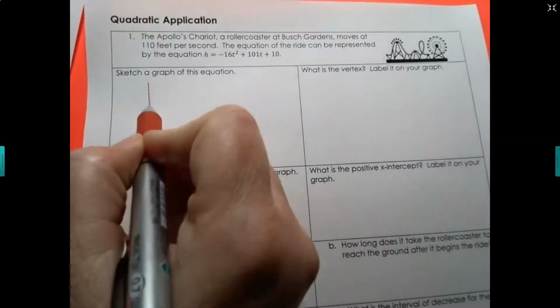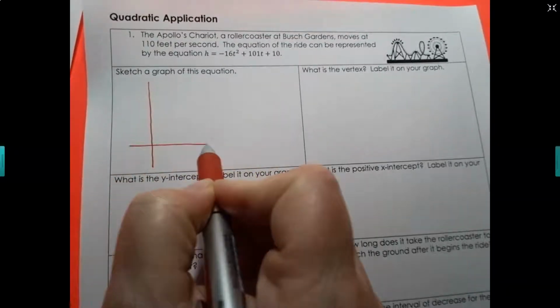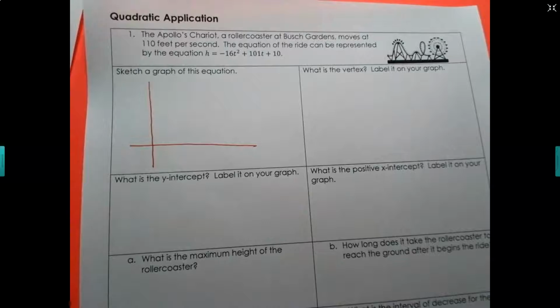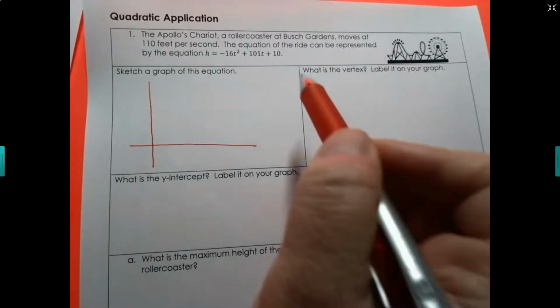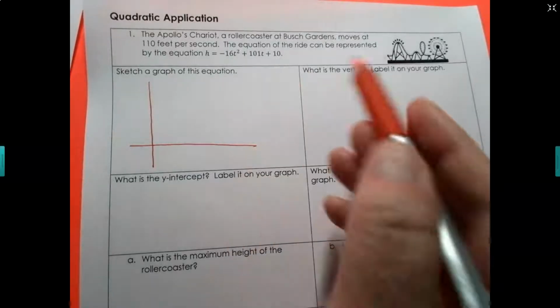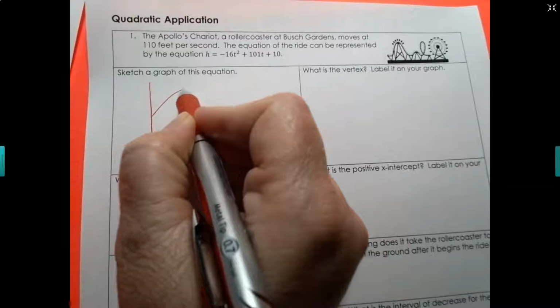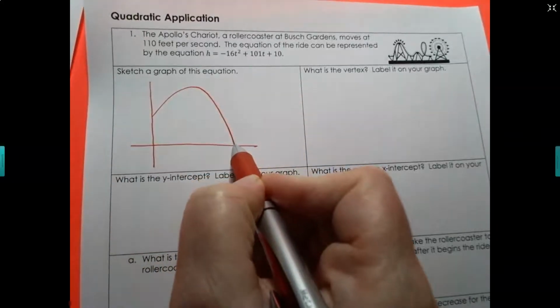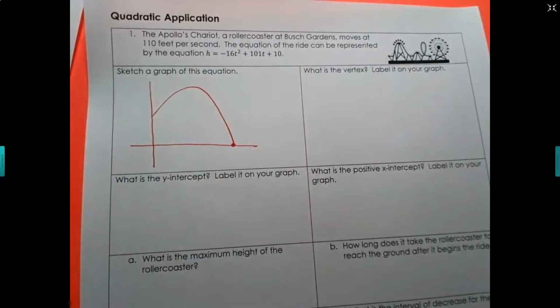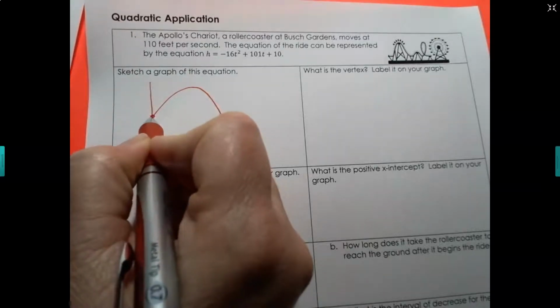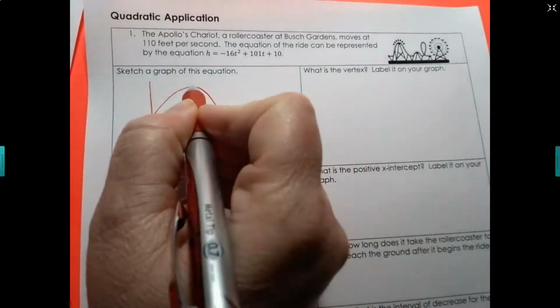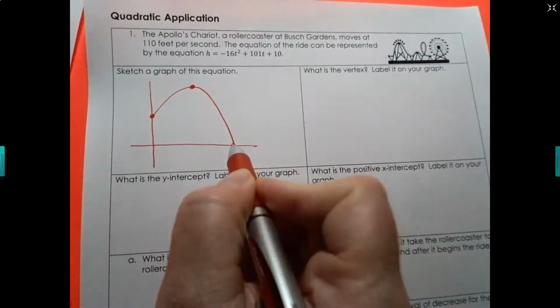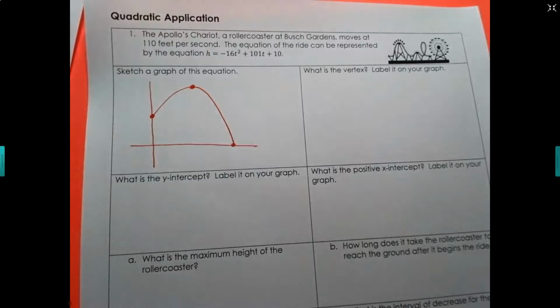So we're going to sketch a graph. Our x and y axis are the boundaries of the real world. Our c value there is 10. That means we're starting off the ground. The roller coaster will go up, and then it's going to come down, and this is ground level. So our three important points are our y-intercept, our vertex, and our x-intercept.